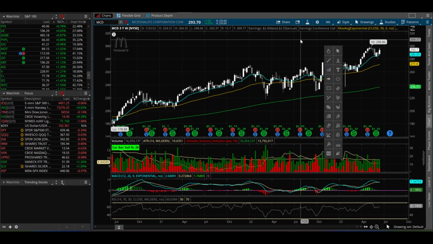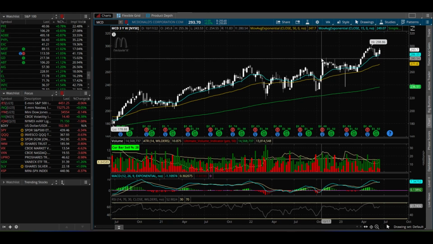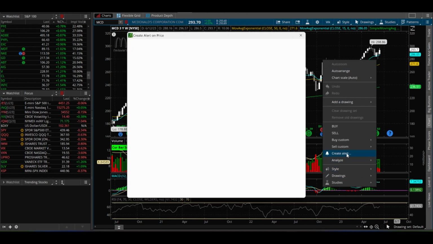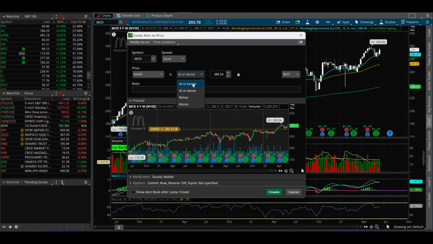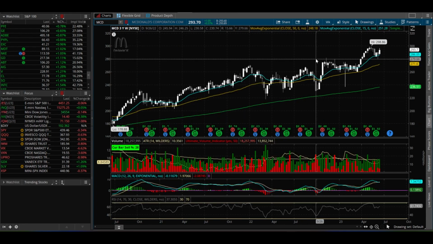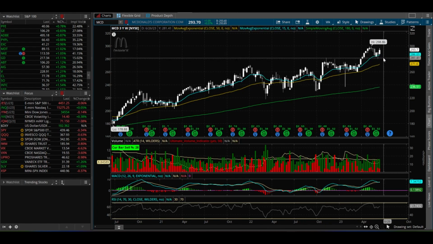And so all we need to do at this point is to create alerts. So I'm going to put a create alert here at the 280.54 level. If the stock moves at or below, I'm hoping that it does. And at that point, if it does, I'm going to be watching that trade. I'm going to be watching how it reacts at the 280 level. If the market looks like it is supporting that level and buyers are stepping in, that is where I will be buying in at these levels.